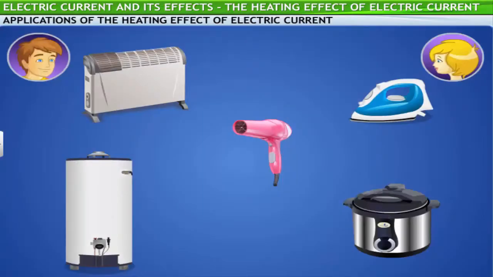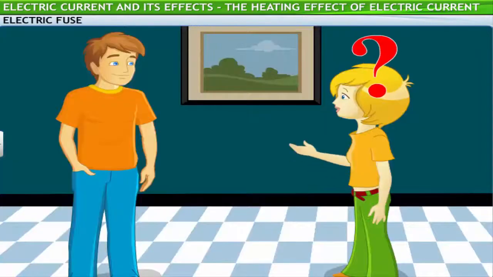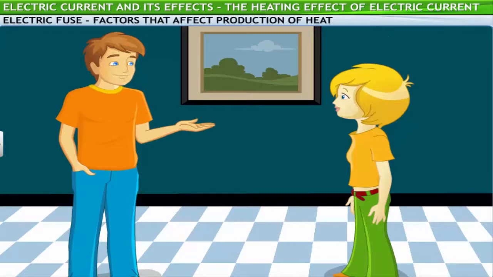They all work on the heating effect of electric current and yet are useful in so many different ways. We seem to be using a different kind of element for every appliance. That's a good observation, Tina. Yes, the heating elements of different appliances are different. The element chosen depends on the function of that appliance. Some appliances are required to produce more heat than others.